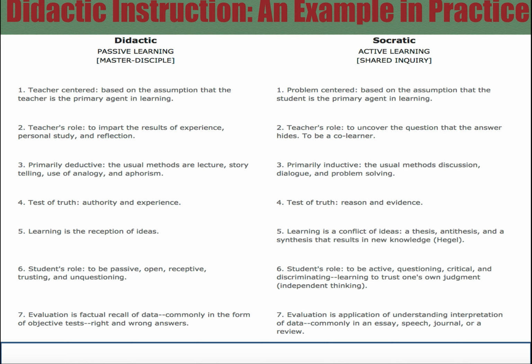Alright, and then our next point here, evaluation, is the factual recall of data. So in didactic, I want to see what you know. I'm going to check your notes at the end. I'm going to make sure you have all the information down. I'm going to make sure that information is correct.